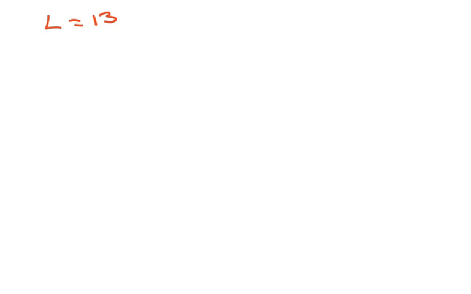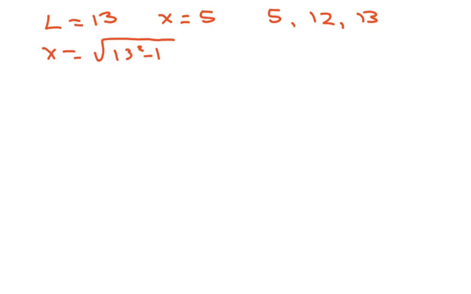When L is 13, you should just know that x is 5, because basically this is a right triangle, and these are your Pythagorean triples. But anyway, you would get x equals the square root of L squared, which is 13 squared minus 144. That's the square root of 25, which is 5. So when you see your Pythagorean triples, you can make life easier.